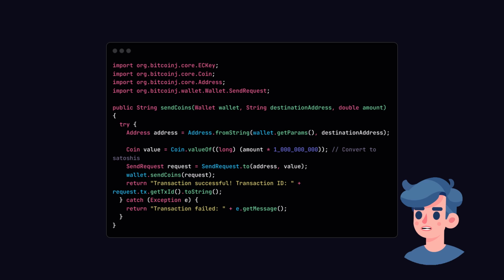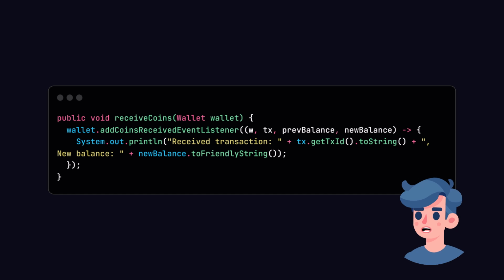With our wallet manager class growing, the next logical step is to implement wallet funding functionality. Let's add methods to send and receive Bitcoin. We'll implement a sendCoins method first. This method converts the amount of Bitcoin into Satoshis and prepares a send request to the destination address. It will return a transaction ID on success or an error message if the transaction fails.